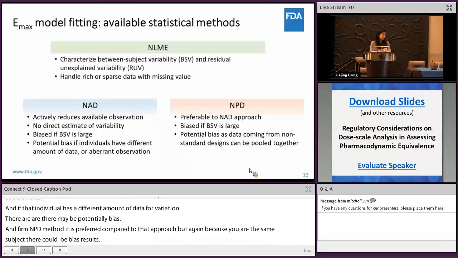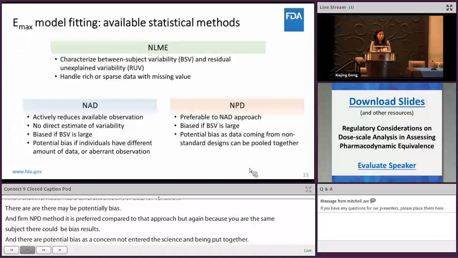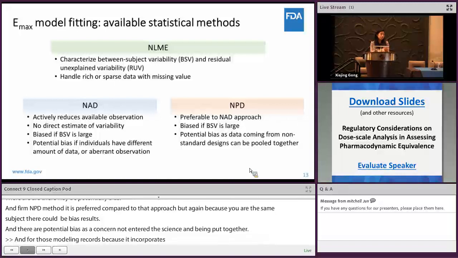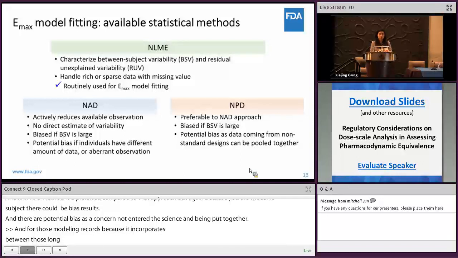And for the nonlinear mixed effect modeling method, because it incorporates the between subject variability and residual unexplained variability, it handles rich and sparse data and missing data well compared to the other two approaches. And in the ANDA submissions and also in our review, this method has been routinely used for Emax model fitting.